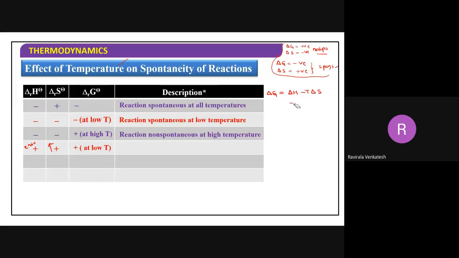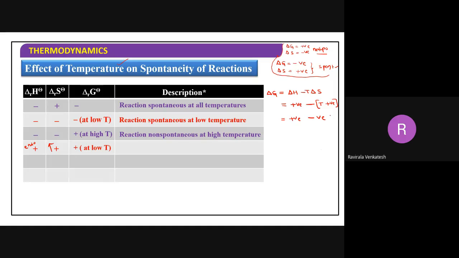If you get any doubt, you substitute like that. In the examination, if they ask, you substitute. Don't memorize this by heart. Now put one positive over here. Delta H is positive like this. Minus T into delta S, which is also positive. Now, minus into plus, how much beta? Minus into positive is how much? Minus only.